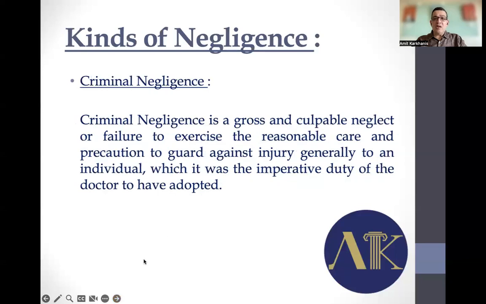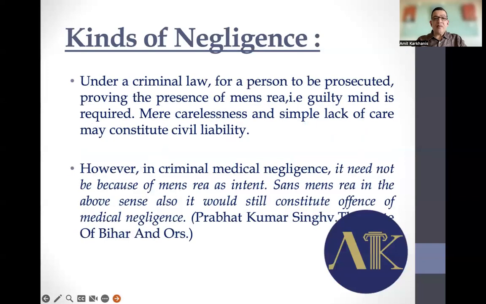Criminal negligence is a gross or culpable neglect or failure to exercise reasonable care and precaution to guard against injury, generally to an individual, which it was the imperative duty of the doctor to have adopted. So this is the criminal part which goes to the criminal court. Magistrates are the ones who try this case. But there is a police case also which can be filed, and there is a process given under the Jacob Matthews judgment which we will see later on.